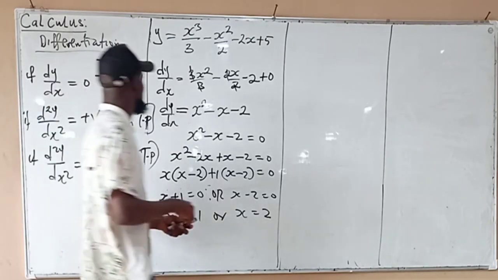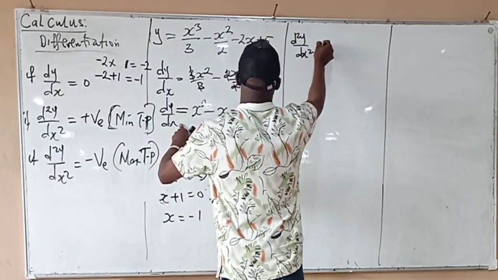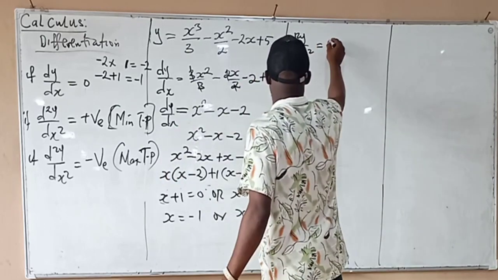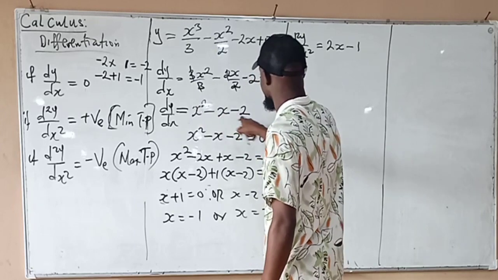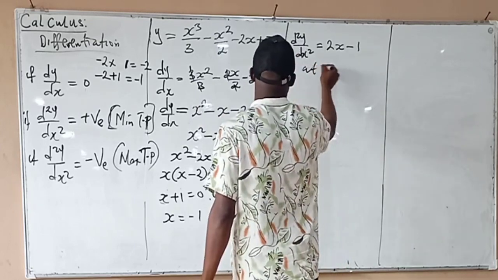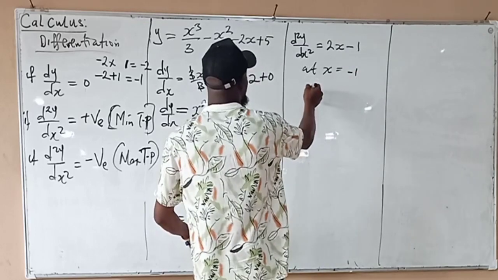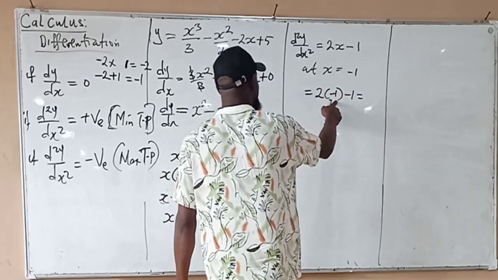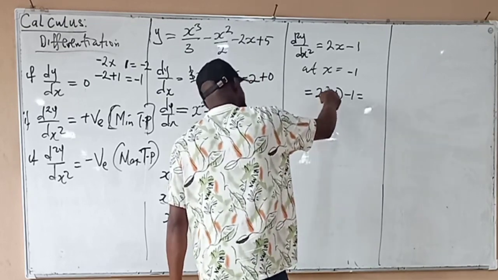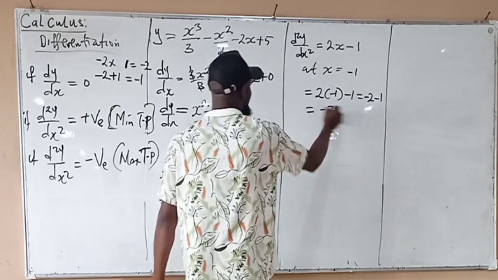So let's go. Differentiate this again. d squared y over dx squared will be equal to 2x minus 1. Differentiate this, you have 2x. Differentiate this, you have minus 1. Differentiate this, you have 0. So at x equal to minus 1, we are going to have 2 times minus 1 minus 1. 2 times minus 1 is minus 2. Minus 1 now gives us minus 3.